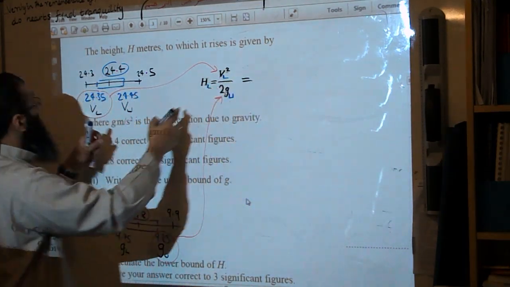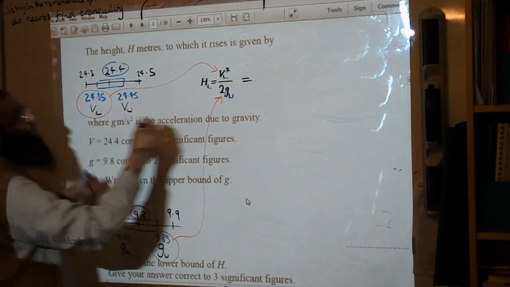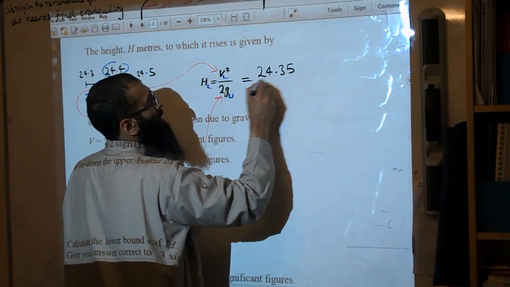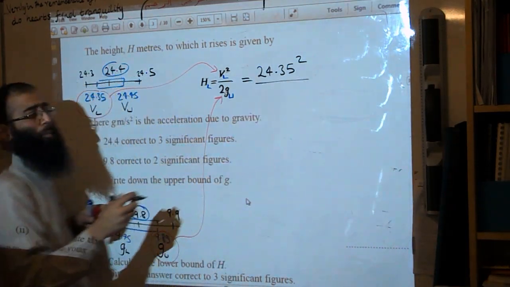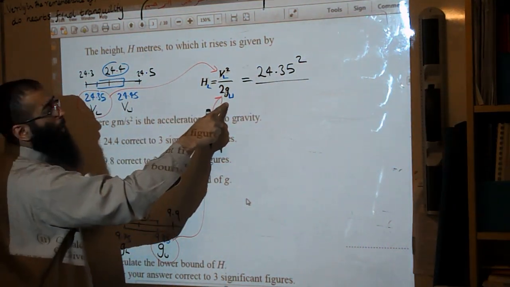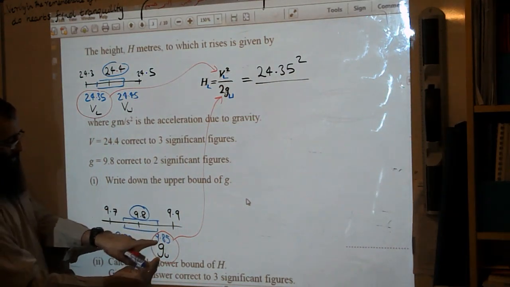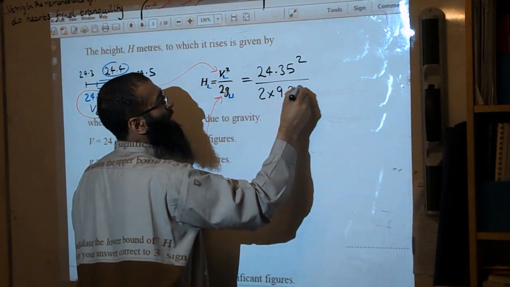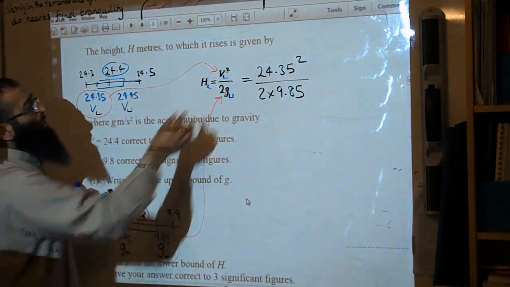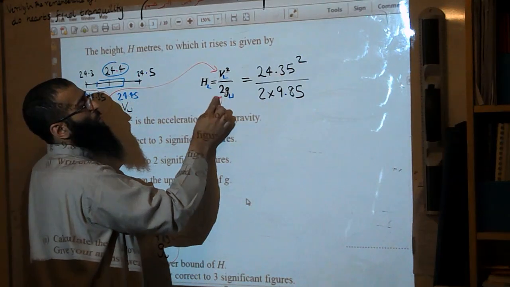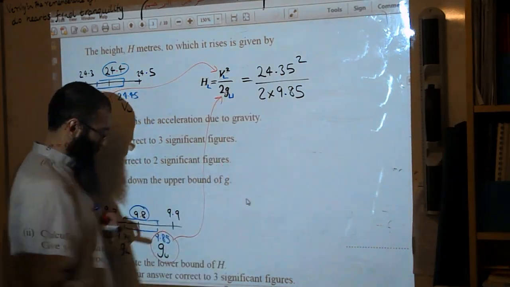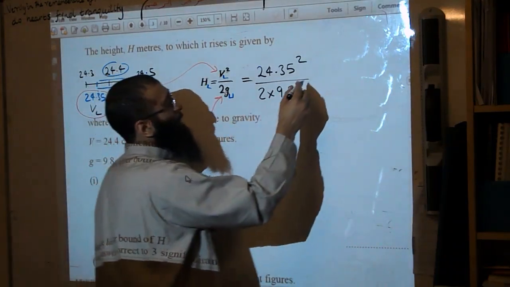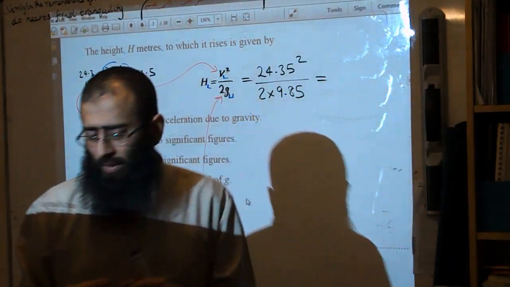So V lower bound. V lower bound we said is 24.35. And then we have 2 times by the G upper bound. Well, the G upper bound was 9.85. So it will be 2 times by 9.85. Okay, so that's V lower bound squared, over 2 times by G upper bound. So that will give us HL. Now what we need to do now is use the calculator and work that out.